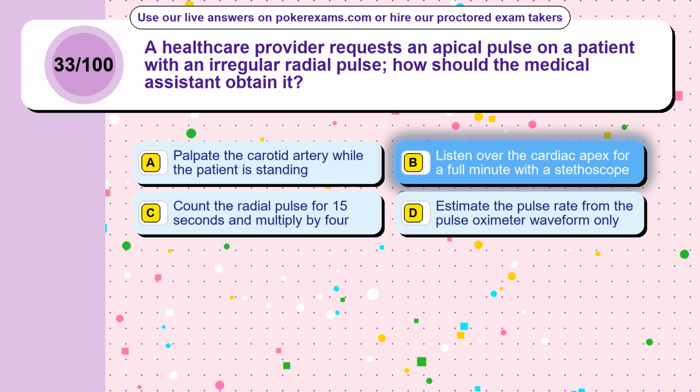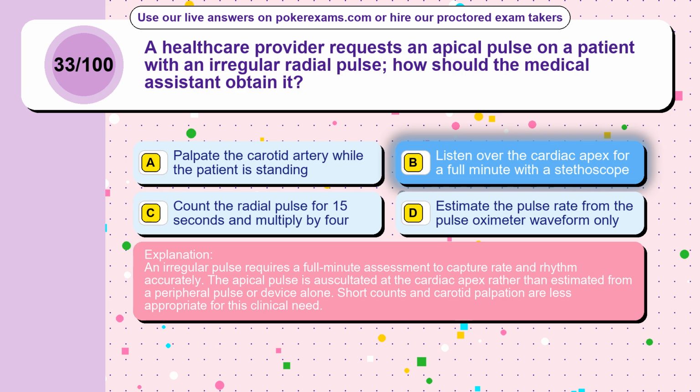Listen over the cardiac apex for a full minute with a stethoscope. An irregular pulse requires a full minute assessment to capture rate and rhythm accurately. The apical pulse is auscultated at the cardiac apex rather than estimated from a peripheral pulse or device alone.